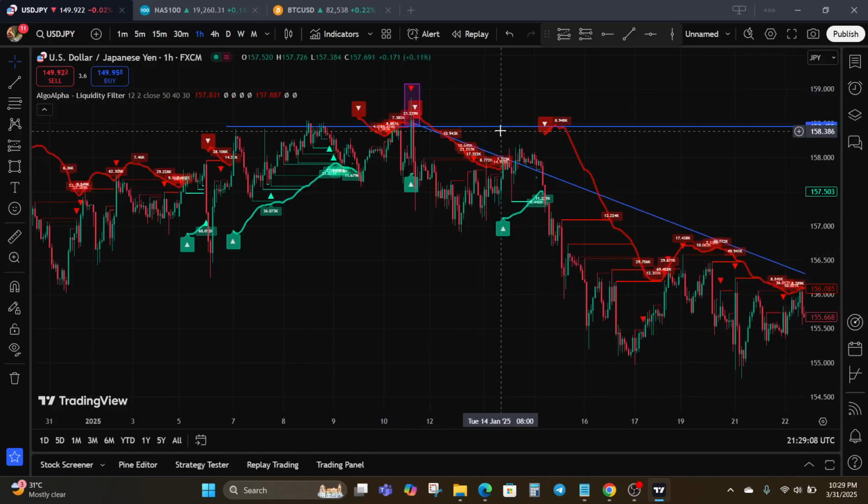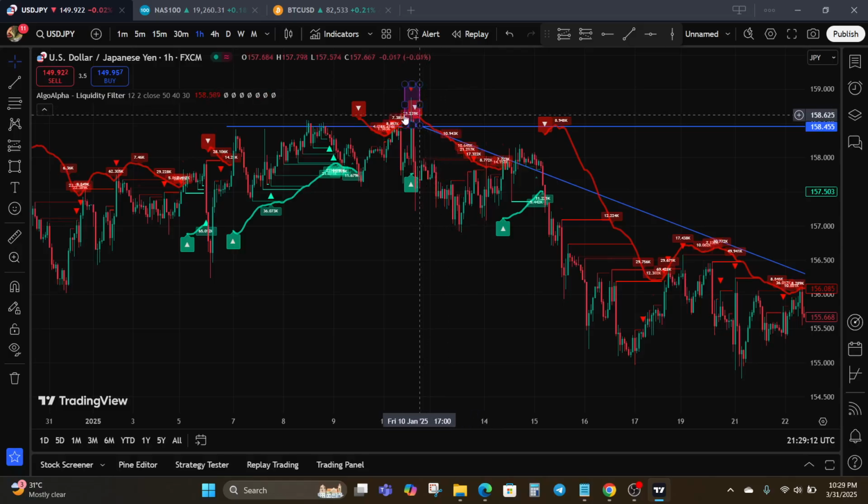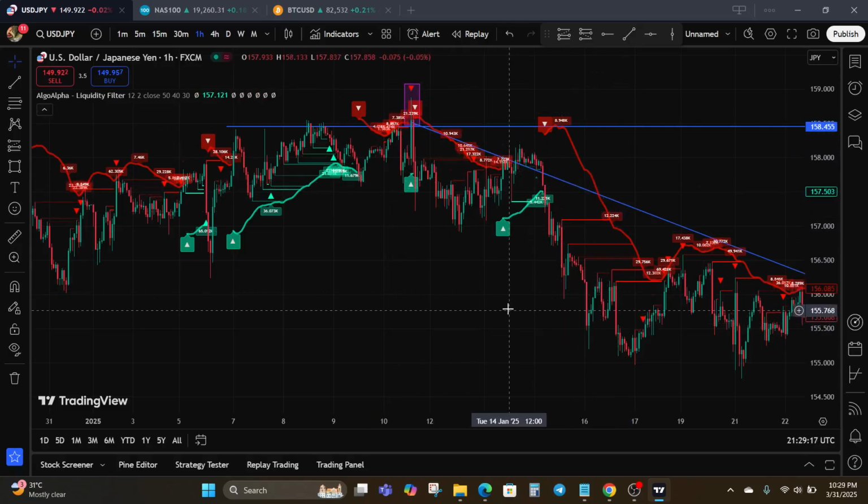Okay, so you have to just be cautious, all right? That's the reason why it's not exactly very good to set your stop losses very, very close to the resistance for a sell or very, very close to the support for a buy.